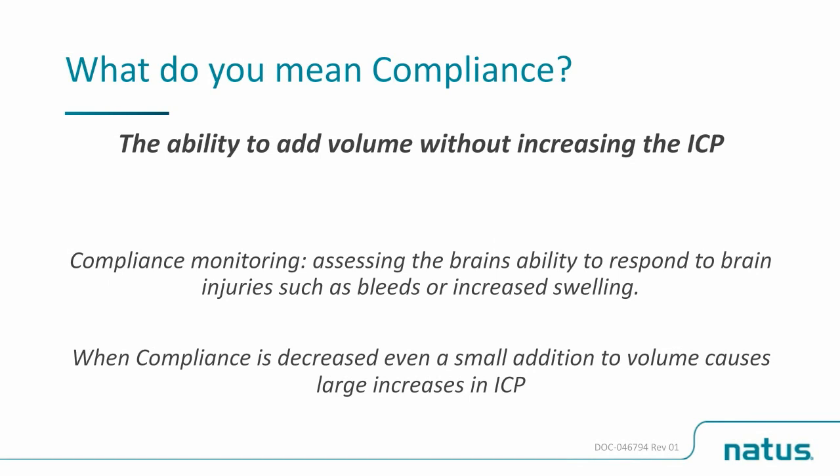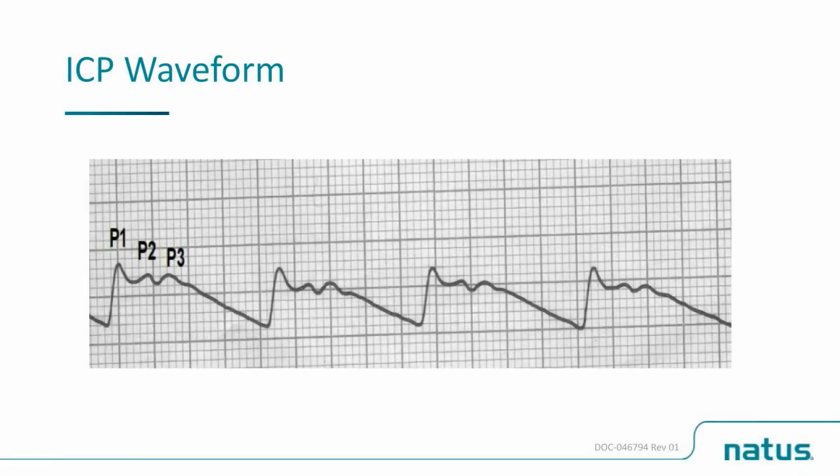Our ICP waveform can give us an idea about who is at risk for secondary injury from decreased compliance and increased ICP. So now let's get into the analysis. What should your ICP waveform look like? Well, it should look somewhat like a descending waterfall with 3 waves, P1, P2, and P3. You can see in this strip that the P1 is the peak wave, and then P2 and P3 follow.